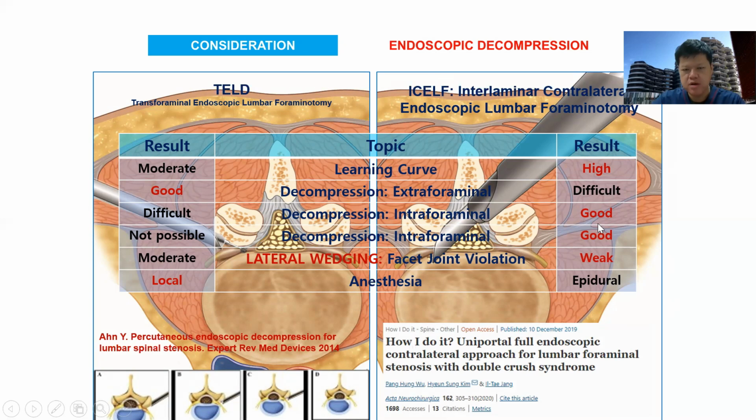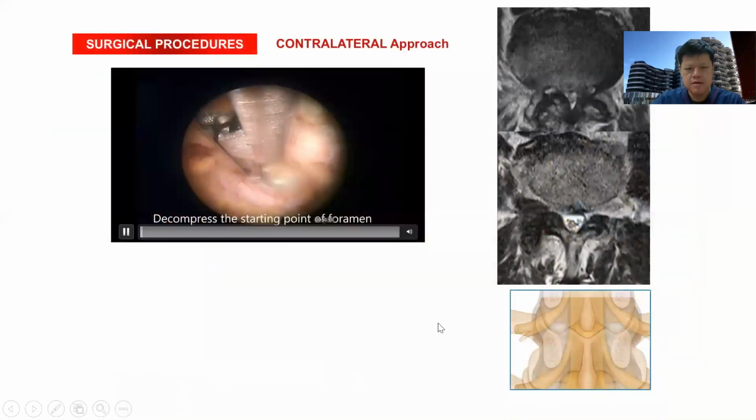However, intraforaminal or lateral recess decompression is very good. And there is very minimal facet joint violation. However, they need epidural anesthesia. And this is a video of how it's done.